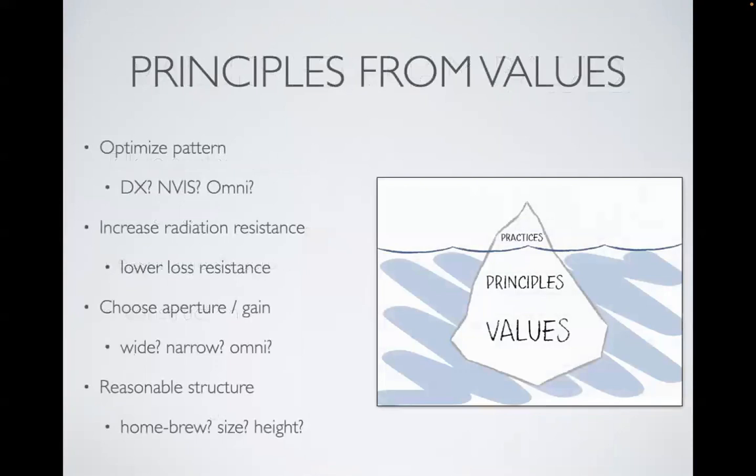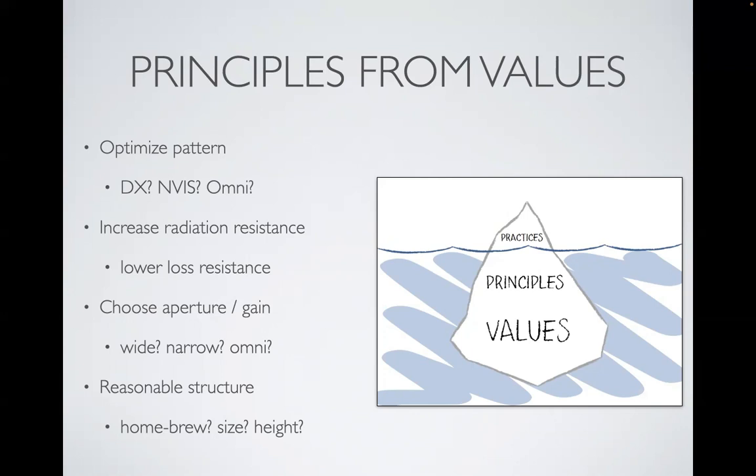So from those values, we get some principles. We want to optimize the pattern, and this depends on what you want to do. As I mentioned earlier, are you into DXing? Are you into contesting? Is NVIS your thing? Do you want omnidirectional? You're running a net? All this stuff matters. We generally want to increase the radiation resistance so that we have a lower proportional loss resistance in other parts of the system. We want to choose our aperture or gain in a way that makes sense for what we're doing. If you're contesting, a very narrow antenna is not your friend. It's actually your enemy. But in DXing, it is your friend.